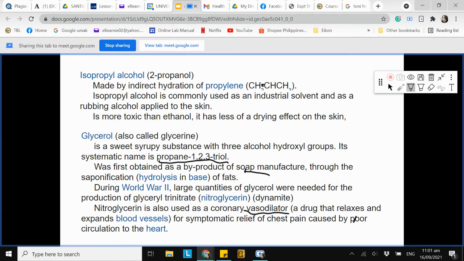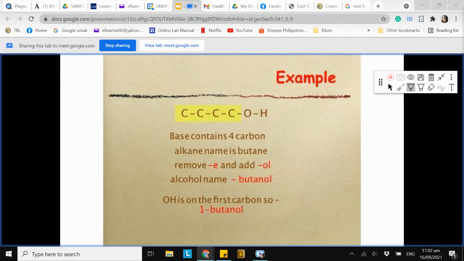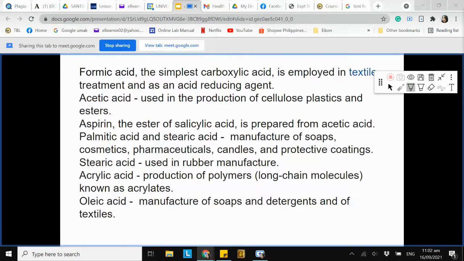Talagang luluwag lahat ng mga blood vessels mo dyan. Okay? So that's for alcohols. We also have, okay, yan. Now let's talk about the other things about the different organic compounds.